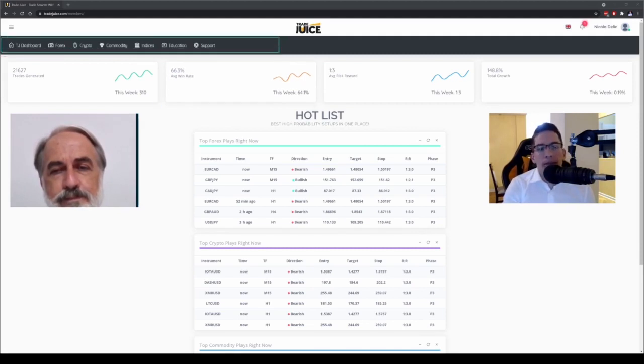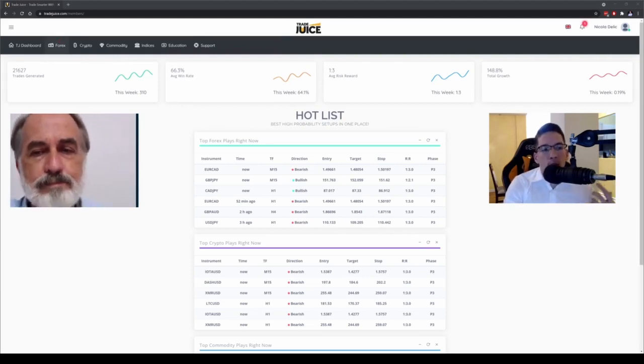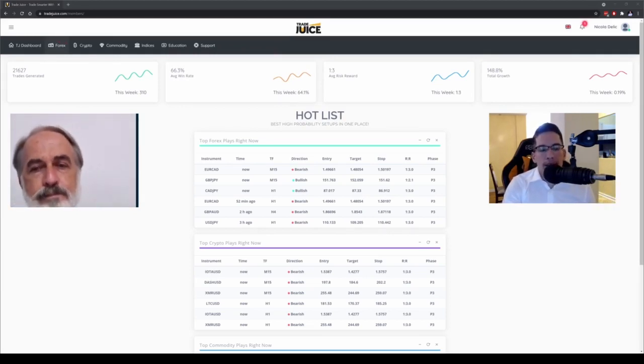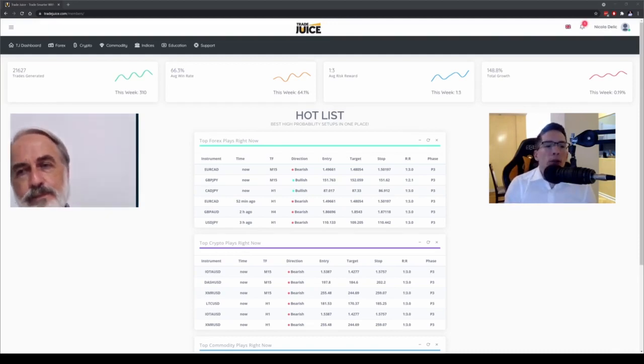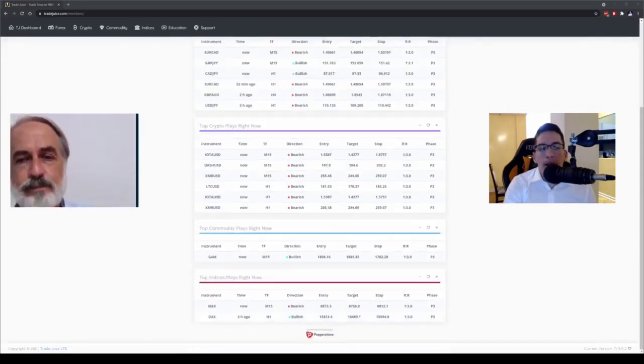Over here, you have a small menu where you can go deeper into the pages of the platform. So we have 4 different asset groups: Forex, crypto, commodities, and indices. After it, we have the education center, and we have support. Most people that are using Tradeuse are mostly on this part. Like, you don't need to have 20 things open just to not miss the trade. Everything that you need to find the trade is right here.